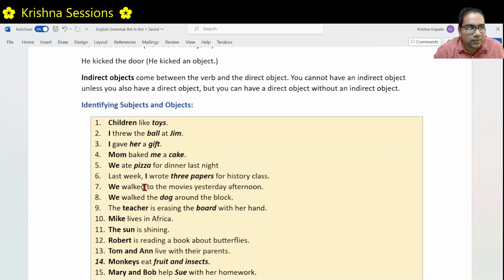I like ice cream is different. I kicked something is different. We walked is like he lived. Here, there is nothing that is taking the action of this verb. Compare this with this sentence. We walked the dog around the block. The dog is taking the action of the walk. We walked the dog.